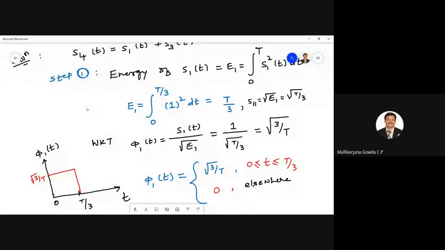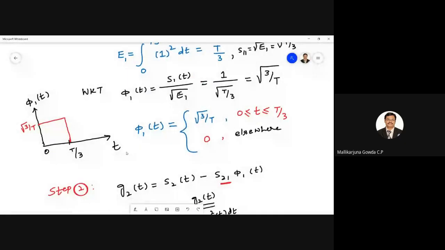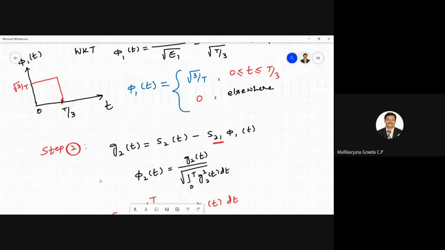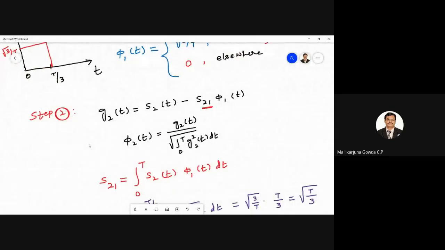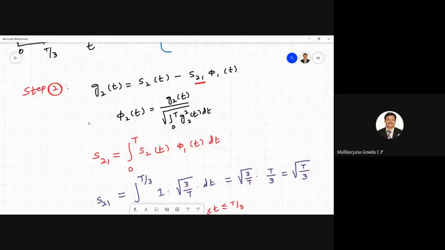After finding pi 1 of t in the first step, the second step is we define the intermediate signal. I said it is G2 of t, which is equal to S2 of t minus S21 pi 1 of t. In this, we need to find pi 2 of t. For doing that, the formula is pi 2 of t is equal to G2 of t divided by square root of energy of the signal G2 of t. So what is G2 of t? It is equal to S2 of t minus S21 pi 1 of t.